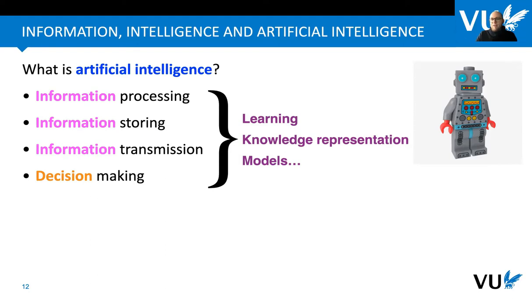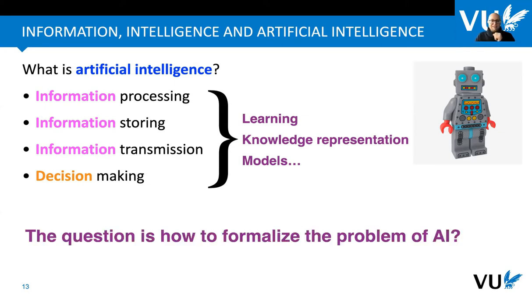Of course, I can now start talking about some other related ideas, just to make you see that these ideas are somehow intertwined or connected. And now, if we look at it from this perspective, and accept for a second this very informal definition of artificial intelligence, the question is how to formalize the problem of AI.